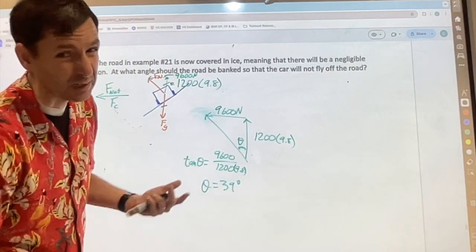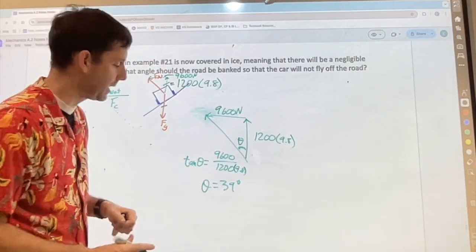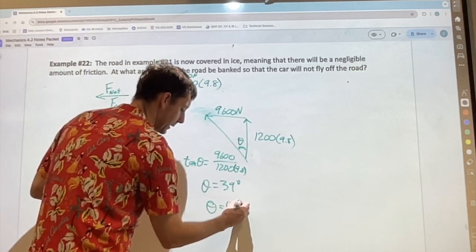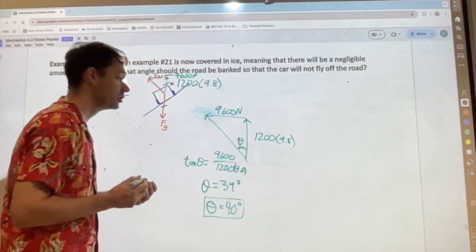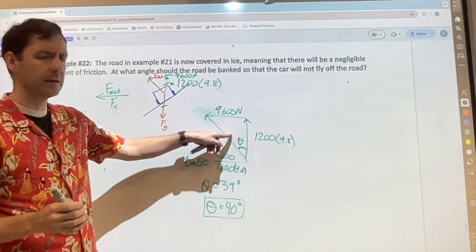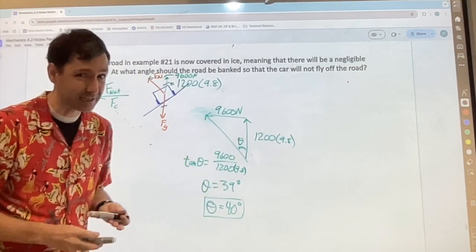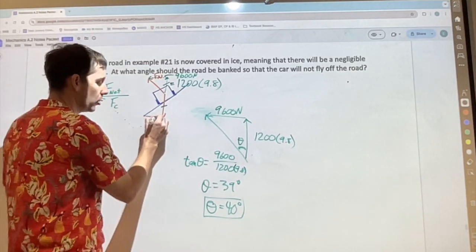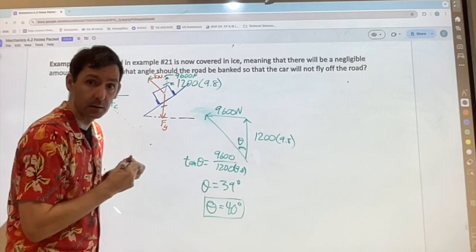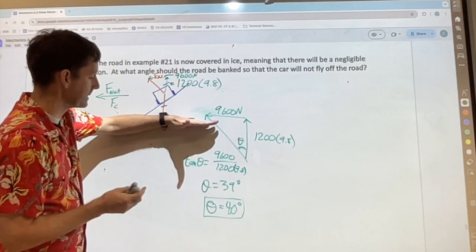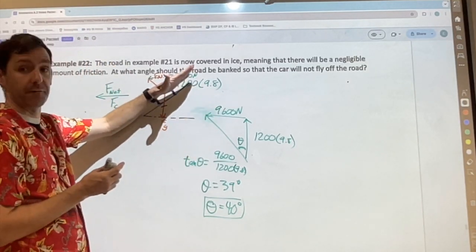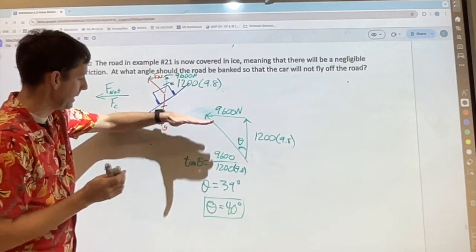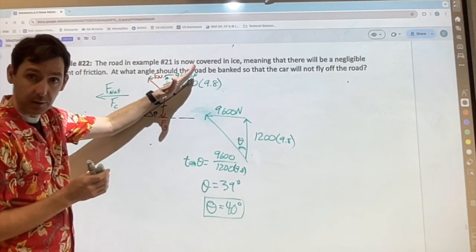And again, if I'm still going with the whole one significant figure thing, then I would write my final answer as theta equals 40 degrees. Now, just in case you're saying, but is that really the angle that I want? You should be asking that. Please remember that the road used to be flat. So if the road starts at flat and rotates up that far, then that is the angle of the bank, right? From here to there is the angle of the bank.